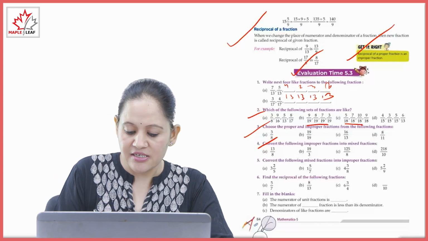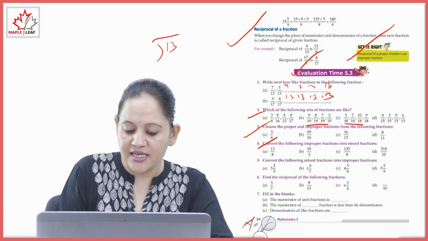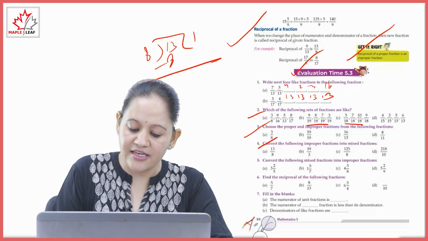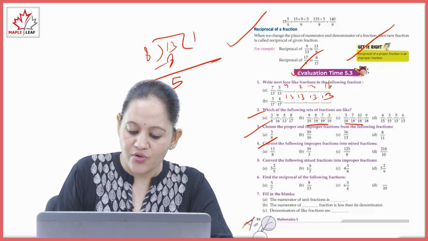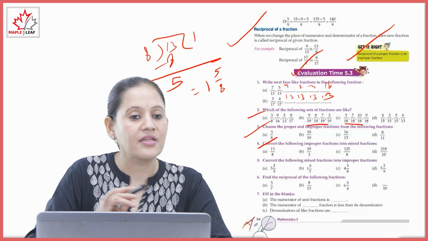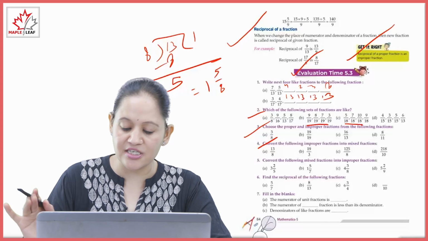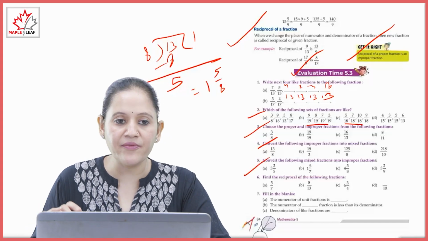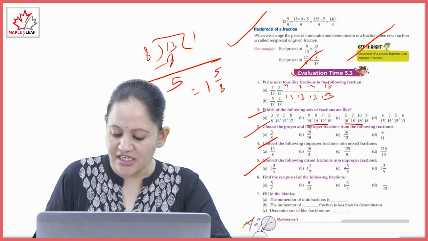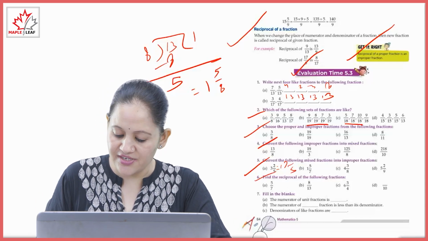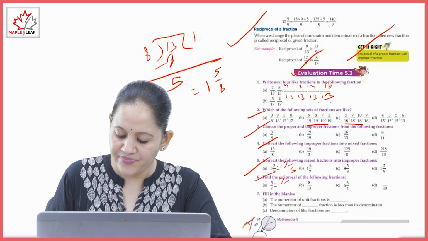Next is convert the following improper fraction into a mixed fraction. So 13/8. 13 divided by 8. Subtract, we get 5. So 1 5/8. That is our mixed fraction. Next, convert the following mixed fraction into an improper fraction. 3 2/5. So 5 3s are 15 and 2, 17/5. Next, find the reciprocal of the following fraction. 5/7, the reciprocal will be 7/5.